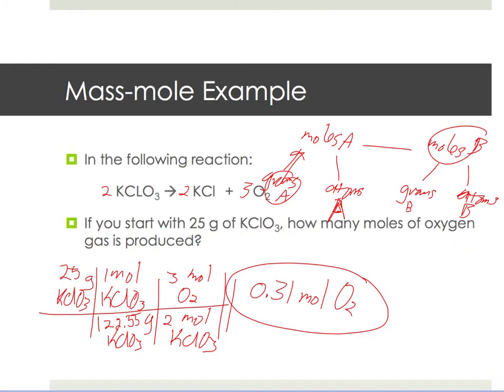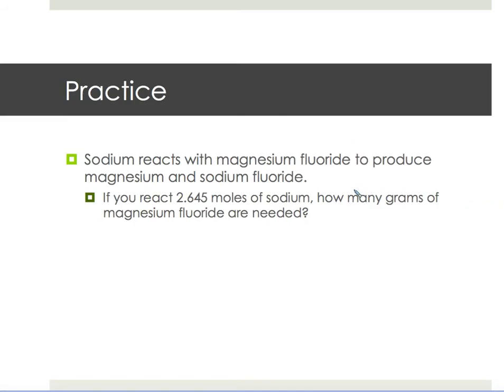Okay. I have a practice problem for you on the next slide, and then we'll wrap things up for today. So here we go. Sodium reacts with magnesium fluoride to produce magnesium and sodium fluoride. If you react 2.645 moles of sodium, how many grams of magnesium fluoride are needed? So step 1, write your balanced equation. Step 2, go ahead and solve. Go ahead and pause it here.